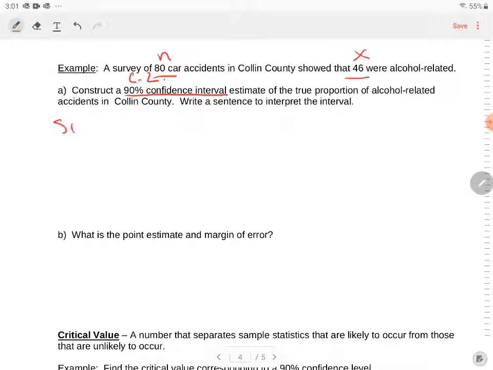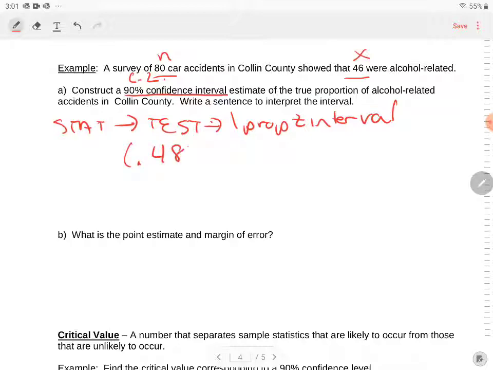Again, we're going to do stat, over to test, and down at the bottom, 1 prop z interval. They put the confidence intervals in with the tests, which we will do in chapter 10. Using the calculator, we get 0.48409, comma, 0.66591. Okay, so we've got this.